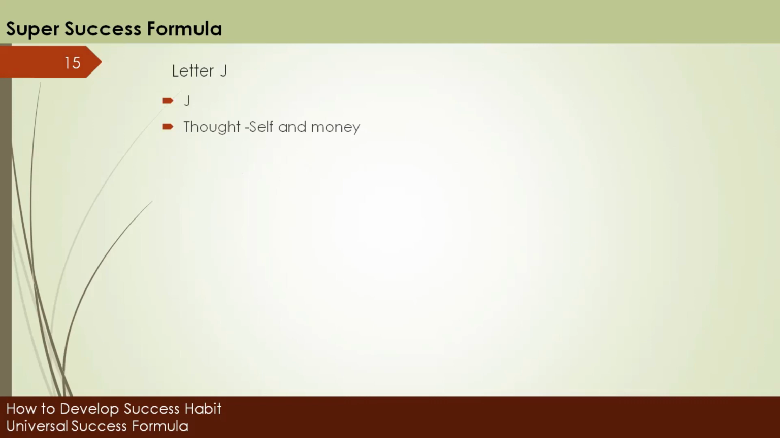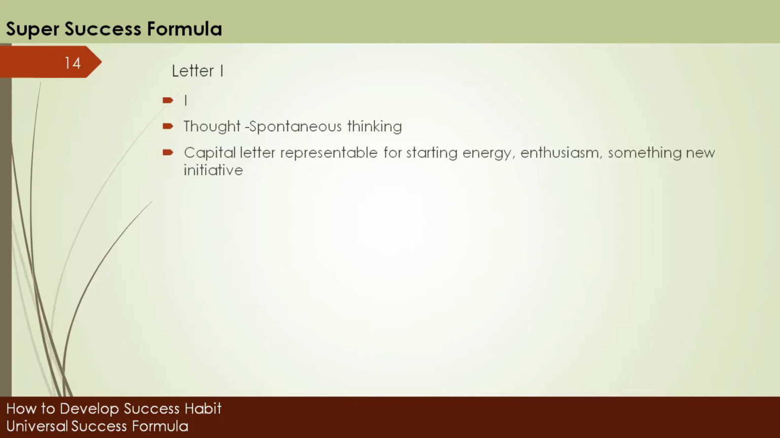Letter J gives thoughts about self and money. And again we have to think about a situation where letter J was used as the first letter of a paragraph or line. And now we have to think about the situation where starting energy, enthusiasm, or something new is required as initiative energy. Letter K represents the thoughts for intuitive creativity.